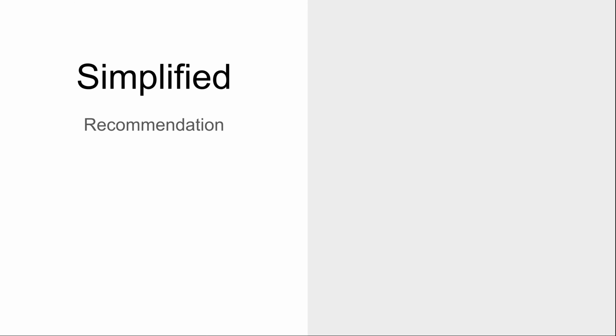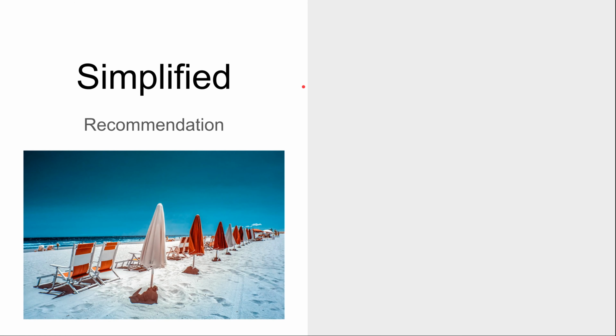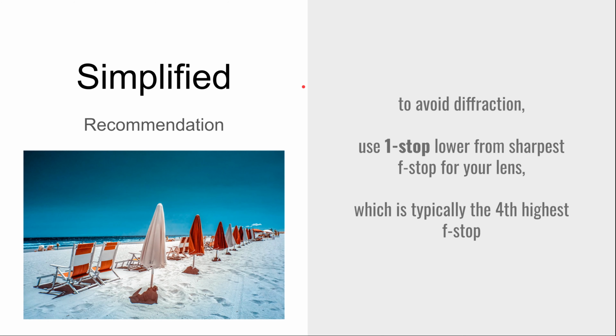Let's come up with a simplified recommendation for how to deal with the effects of diffraction in your infrared photography. So the simple solution is to avoid diffraction. Use about 1 stop lower from the sharpest f-stop on your lens. That's typically going to be the 4th highest f-stop number on your lens. But again, that's a very general rule if you don't want to dig into the details too much. But if you've paid attention this long, you probably want more specific rules.